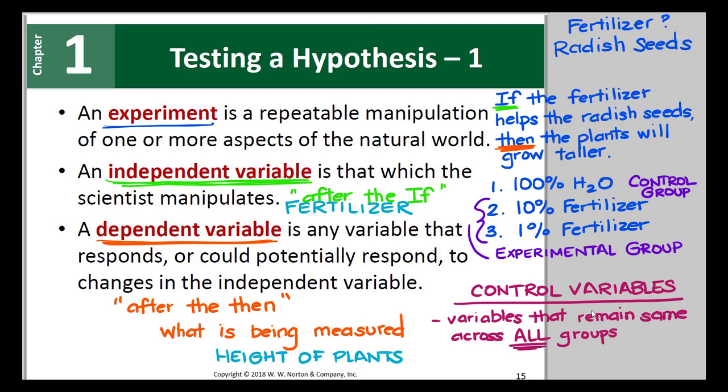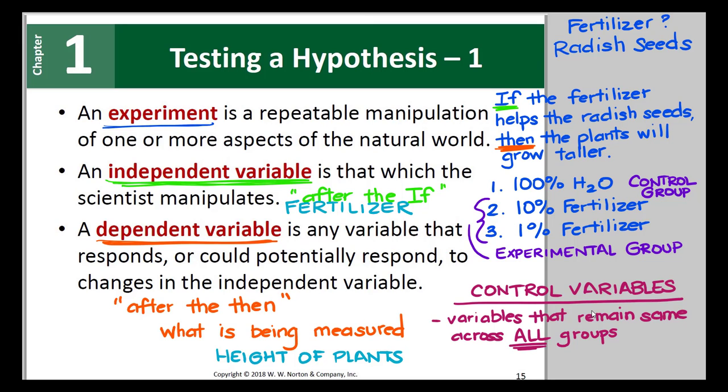Now, why is that so important? Well, I can't test the efficacy or the effectiveness of a fertilizer if I'm growing two different types of plants, right? I can't put radishes in the 100% water group and cucumber seeds in the 10% fertilizer and watermelon seeds in the 1% fertilizer because I can't compare them. They all have different growth rates, different growing conditions, and different needs. So I can't compare which one of these three is the best. Okay, so control variables are important to remain across all three groups so that I can only be looking at the effect of the independent variable.